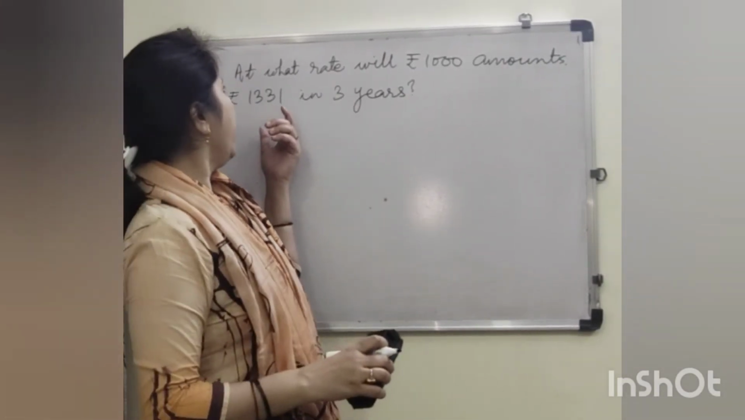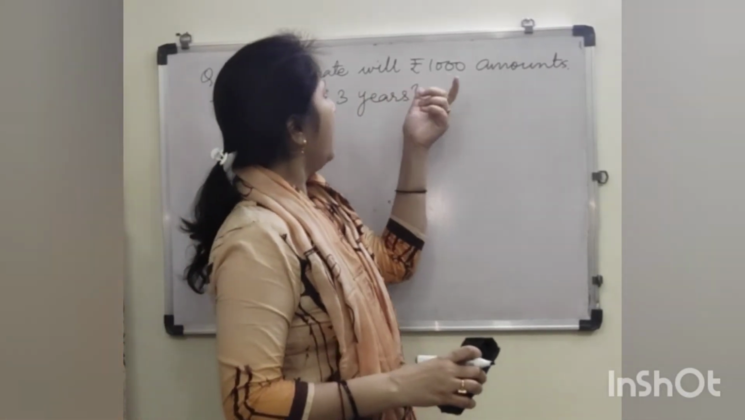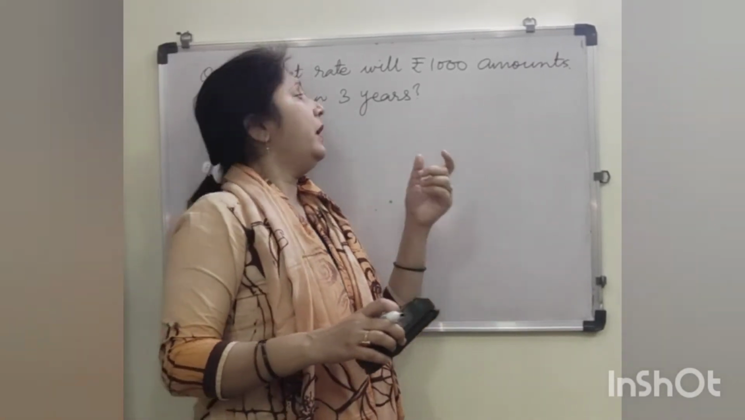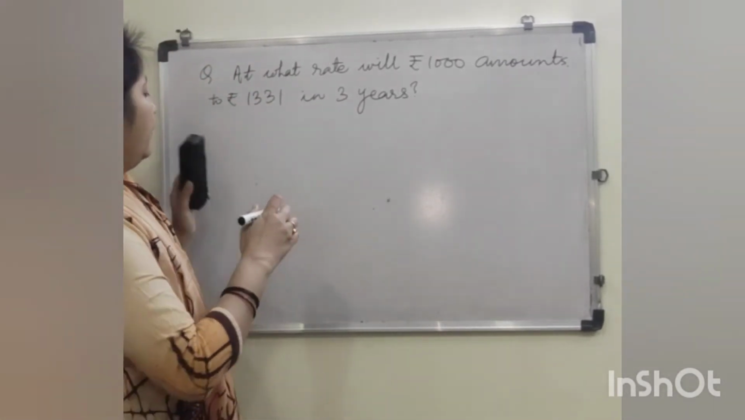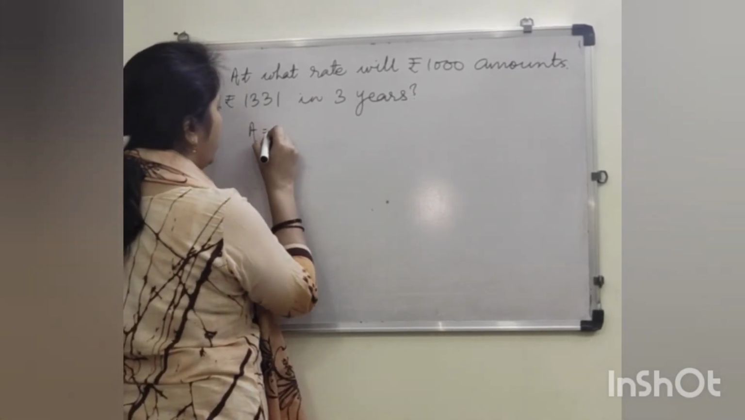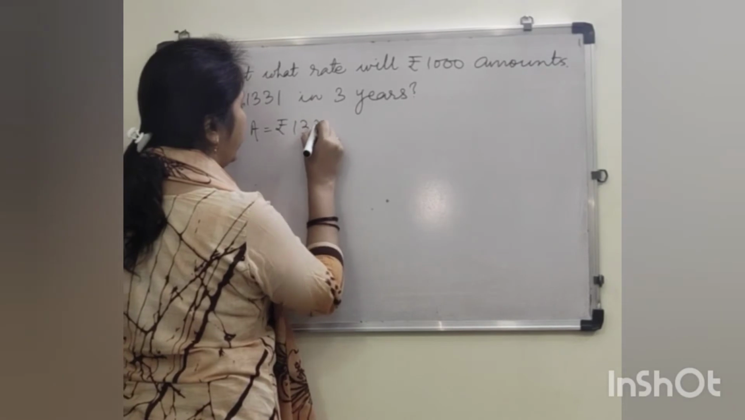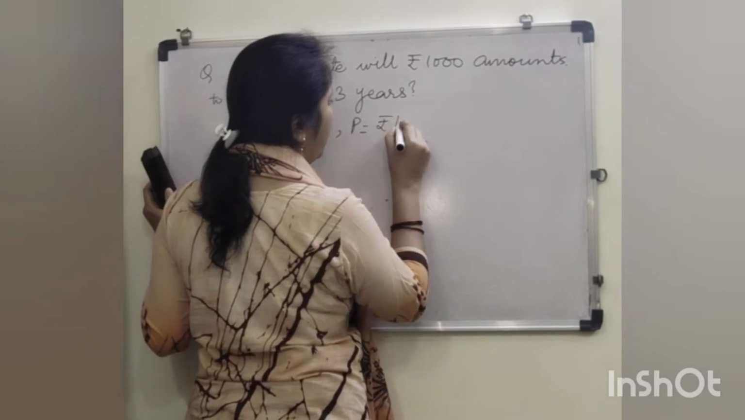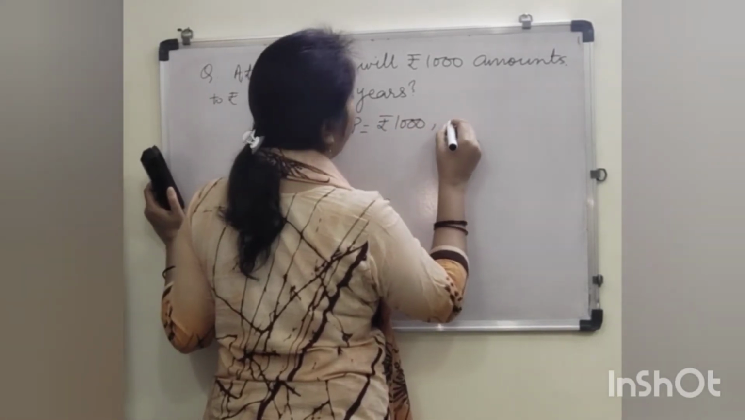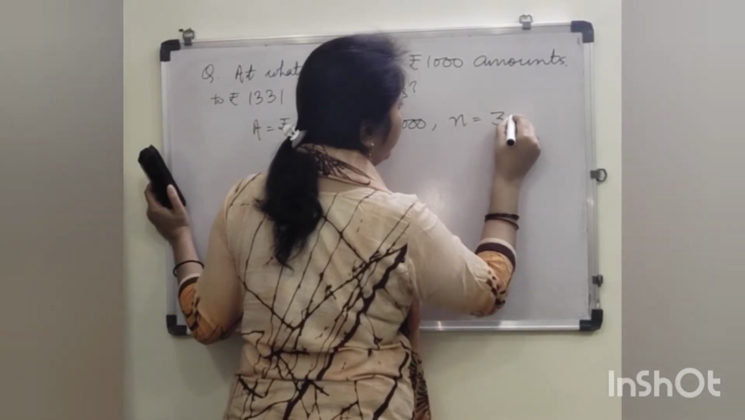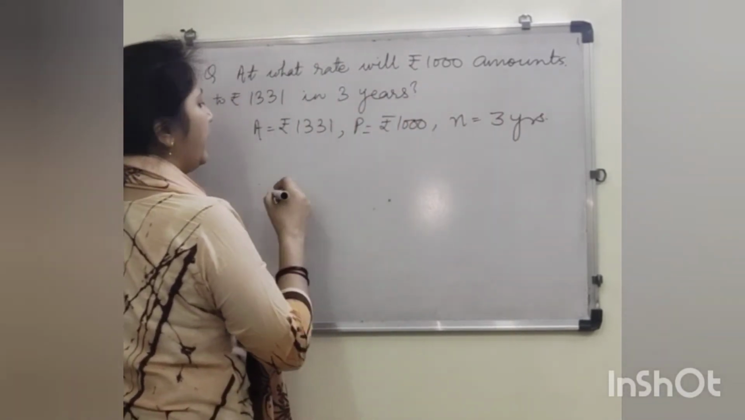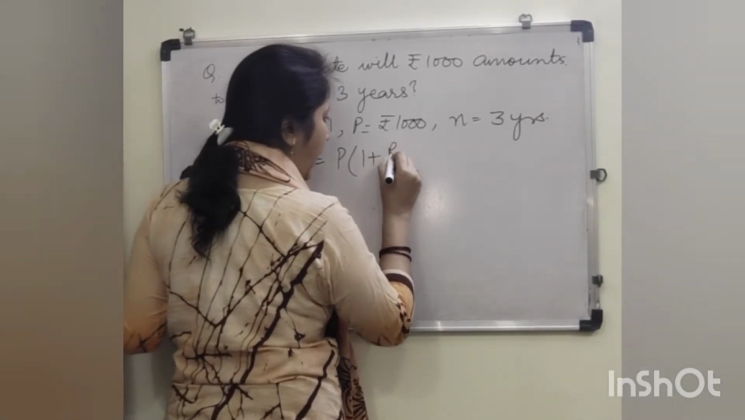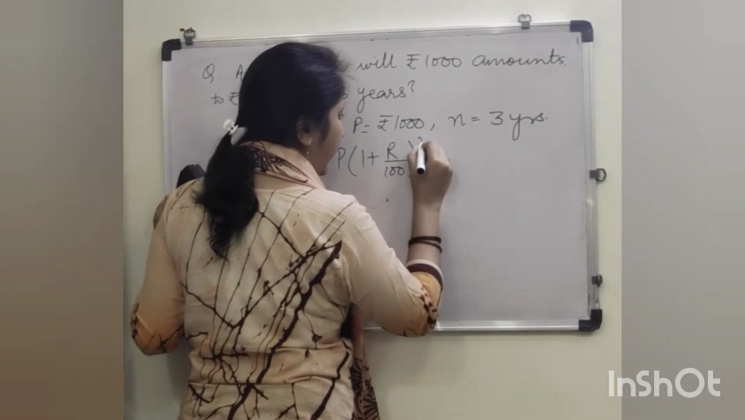Now the question for rate: at what rate percent per annum will rupees 1,000 amount to rupees 1,331 in 3 years? So amount is rupees 1,331. Principal is rupees 1,000. And time, that is n, is 3 years. So let us apply the same formula. A is equal to P (1 plus R over 100) to the power n.